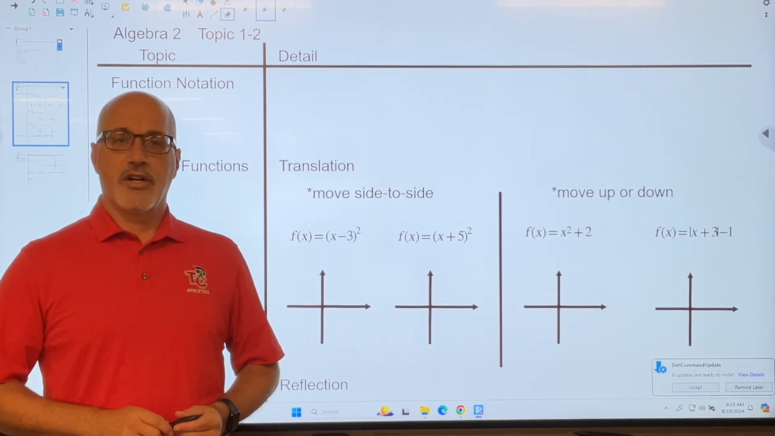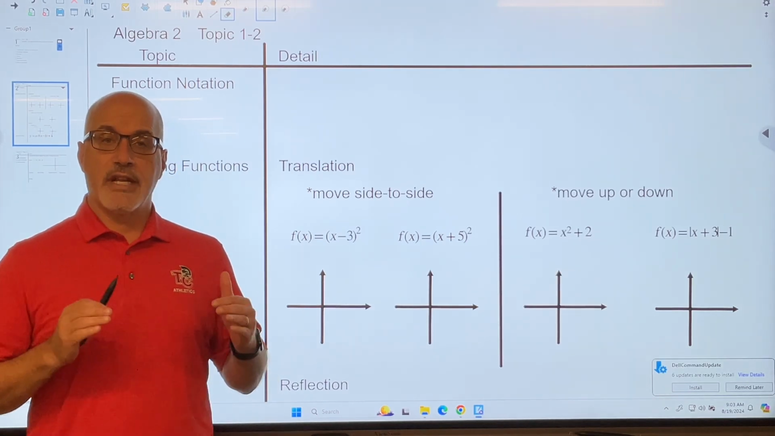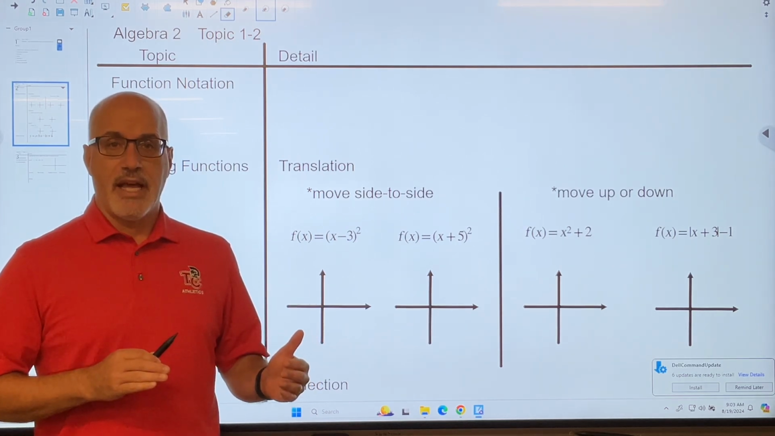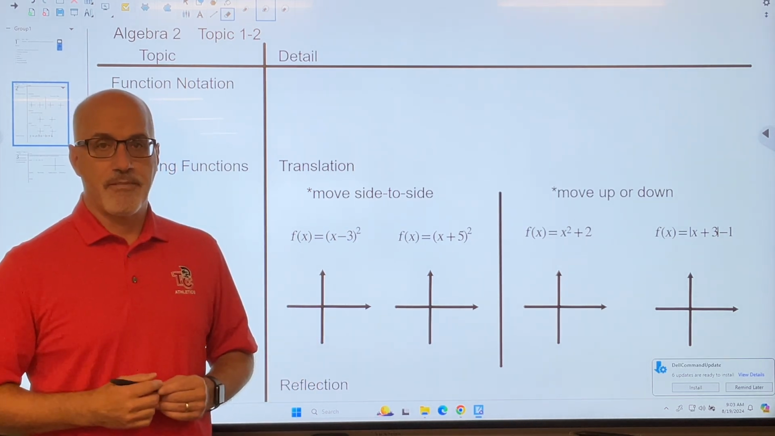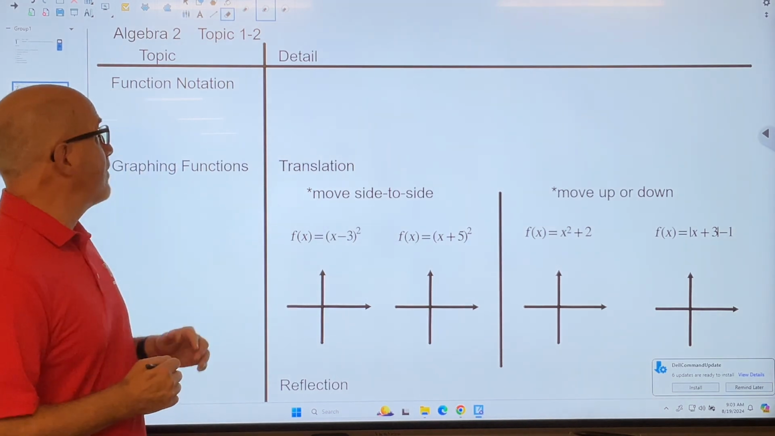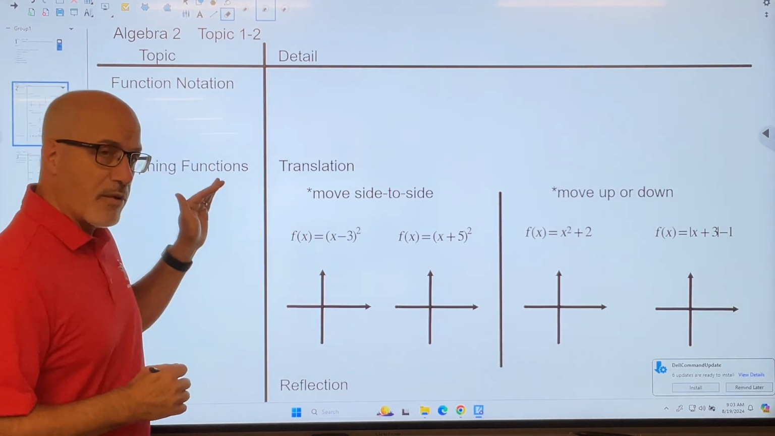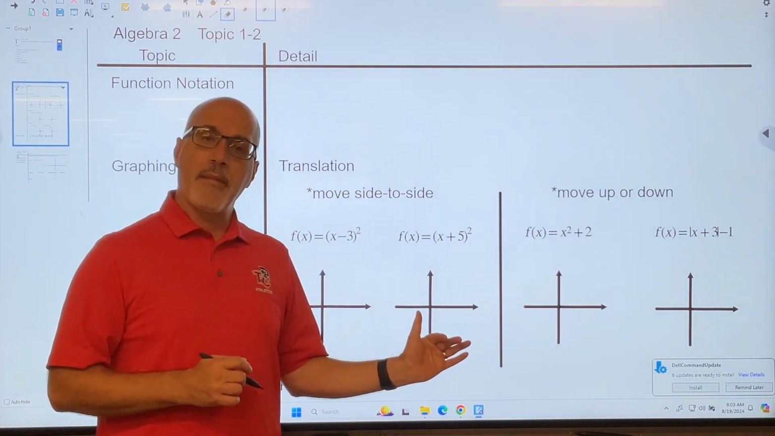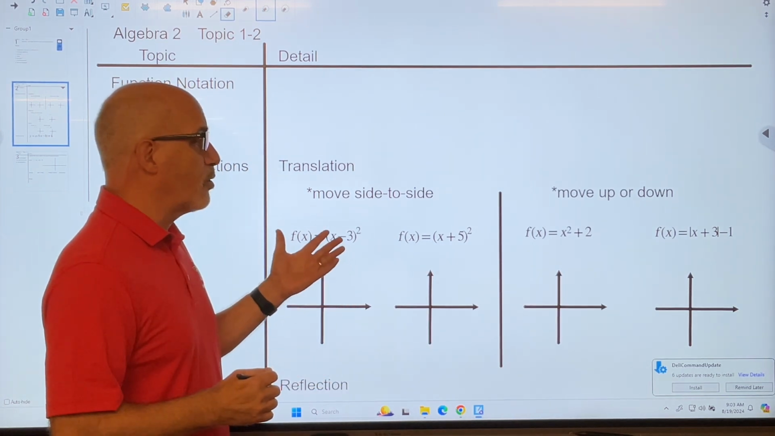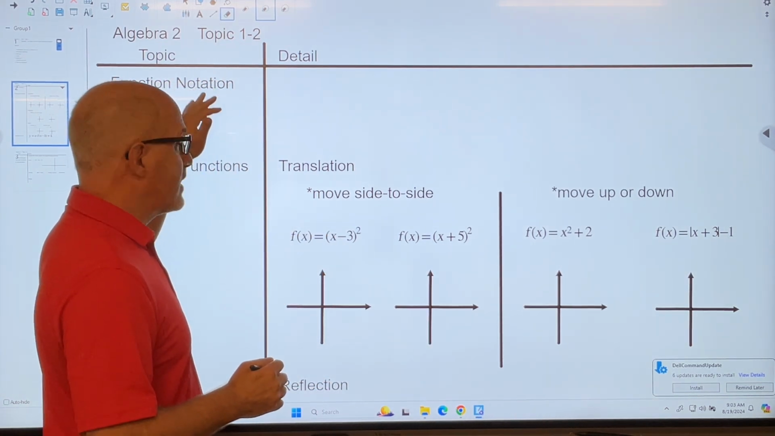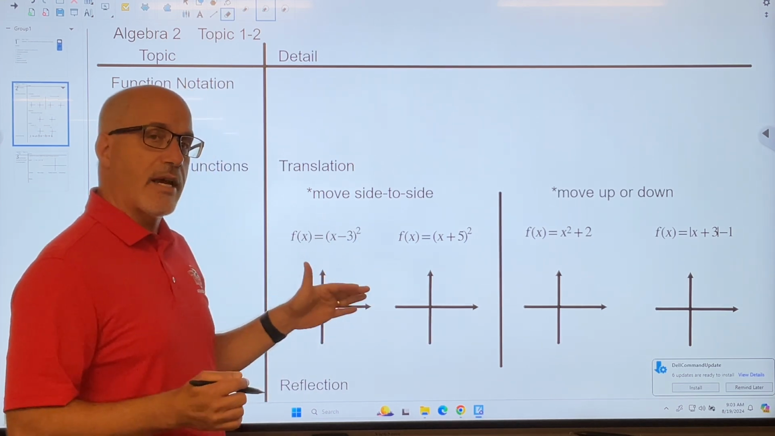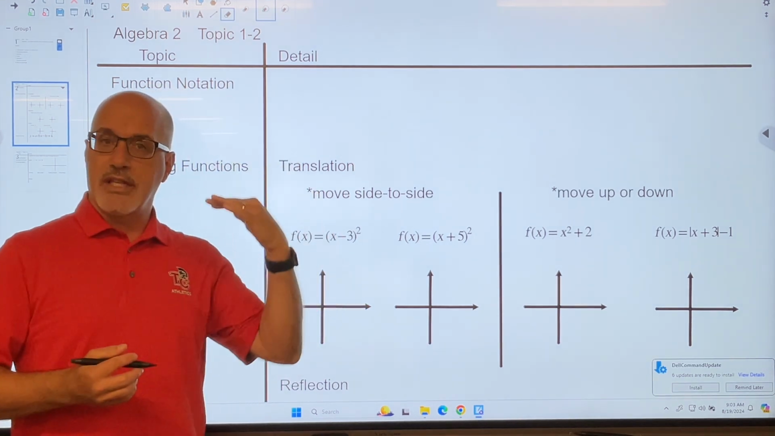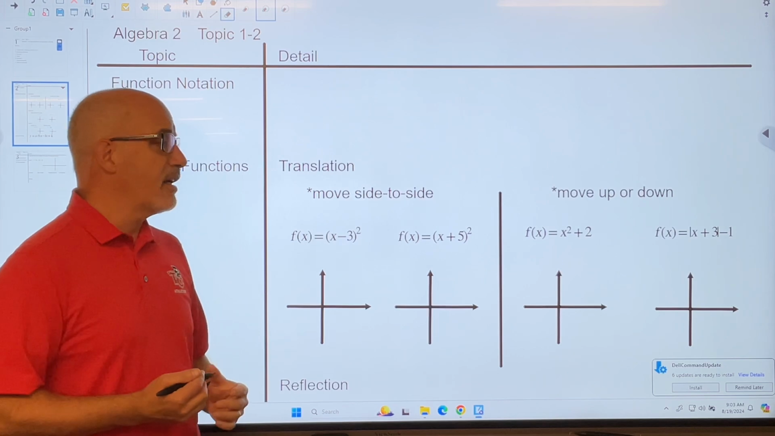The objectives of this lesson are to first of all work with understanding function notation, and then to look at our graphs and how we can transform them. So let's first of all talk about function notation. We're going to use, remember, the two-column note format that we introduced. It's called Cornell Notes, where you have the topic on the left side and the details on the right. So if you're looking up something to review, always look in the topic column and then look for the information on the right-hand side.